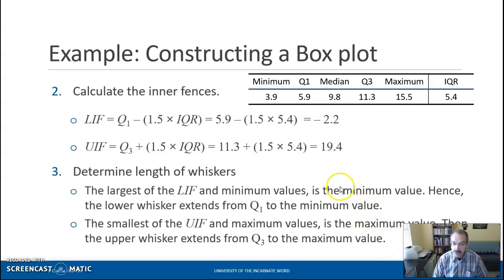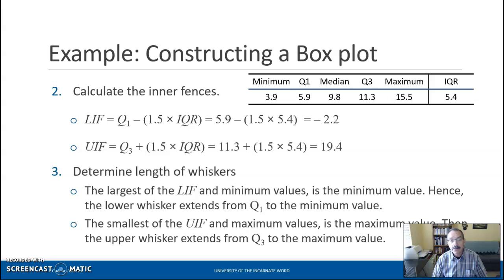And if you think about this, this makes a lot of sense, because if you happen to use these two numbers, it will give the impression that you have data values between minus 2.2 and 19.4, and this is false, because we only have values between 3.9 and 15.5. So remember, the box plot has to represent the actual data that was observed. So we cannot invent a graph based on new values. That will be a misleading graph.